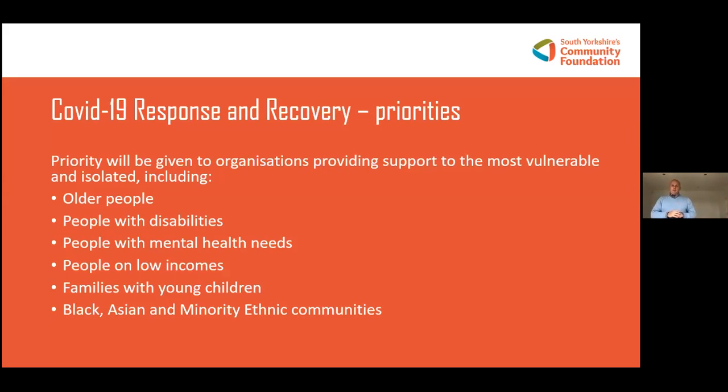So priorities. Priority will be given to organisations providing support to the most vulnerable. So there's a list there which covers, I think, pretty much everybody. In most communities, people look at older people, people with disabilities, mental health needs, low incomes, families with young children, Black, Asian and minority ethnic communities. We want to hear if you're working particularly with any one of those communities or if it's a mixture of those. But it is a key thing that the fund is here and is available to work with people who are particularly disadvantaged and isolated.